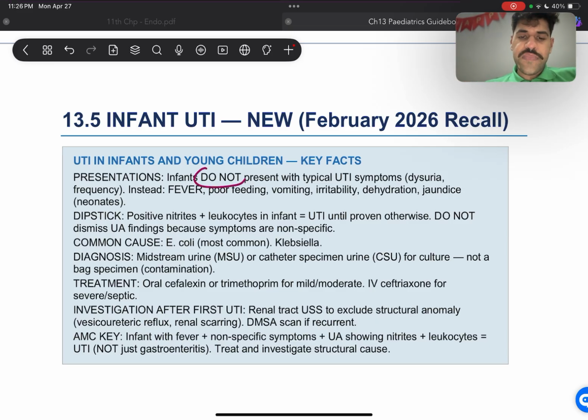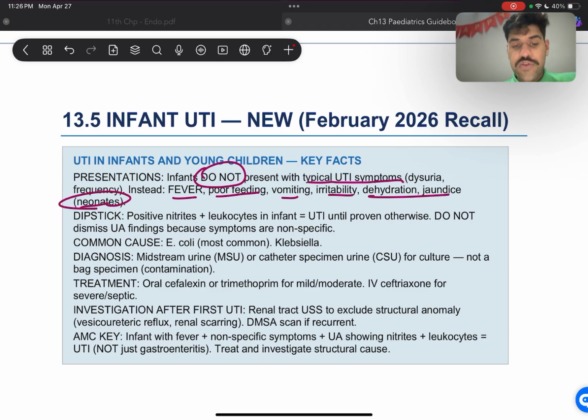All right, now infant UTI. The treatment is slightly different than adult UTI because infants do not present with typical UTI symptoms. Instead they'll have fever, poor feeding, vomiting, irritability, dehydration, and jaundice in neonates. Then we do a dipstick test. We see positive nitrites and leukocytes in infants.